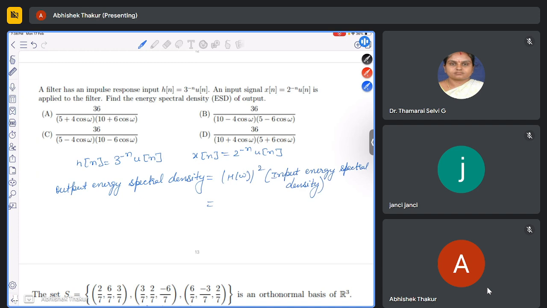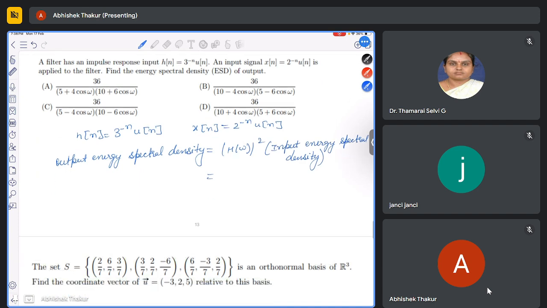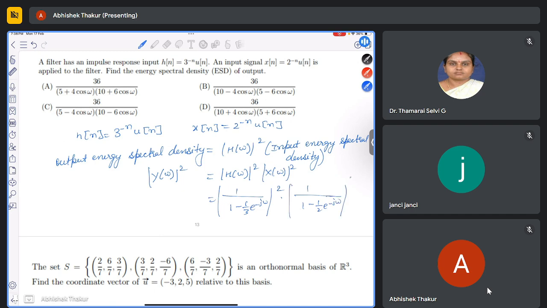So first we'll find H of omega. So this is the equation. Now H of omega will be 1 by 1 minus 1 by 3 e to the power of minus j omega mod square, and X of omega will be 1 by 1 minus 1 by 2 e to the power of minus j omega mod square.